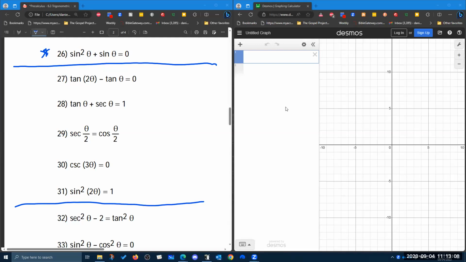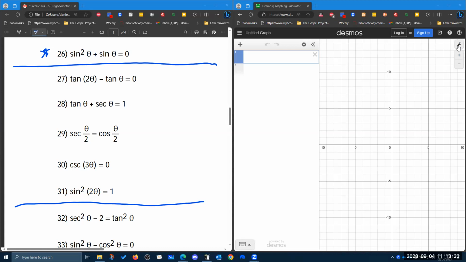Problems number 27 through 31. I'm going to use the Desmos graphing calculator to help me solve these. The reason that I'm using that in particular is that it is easier to set my window, and also I have all 6 trig functions available to me just by typing them in. I don't have to do reciprocals for anything.